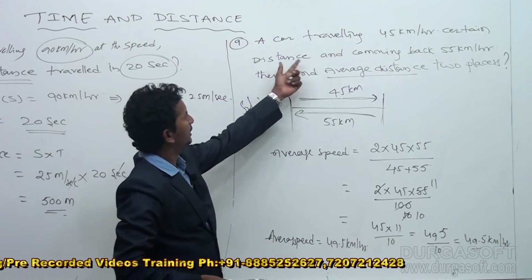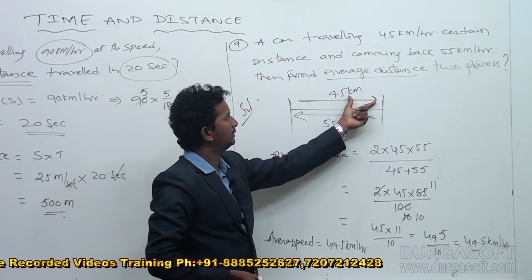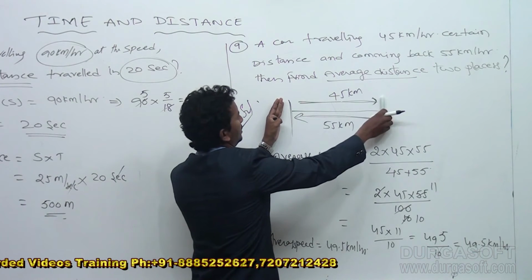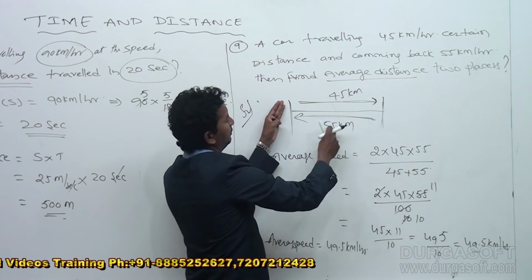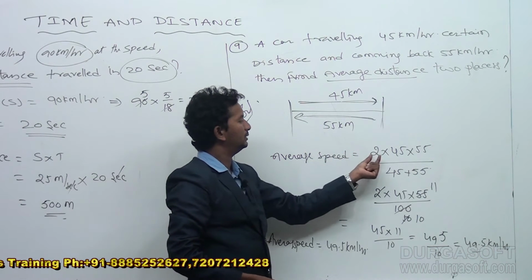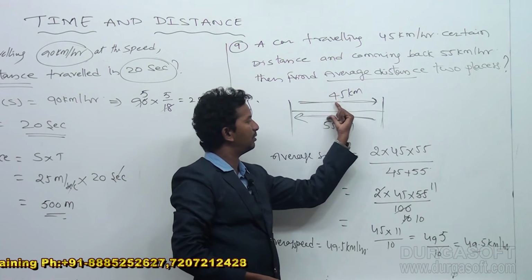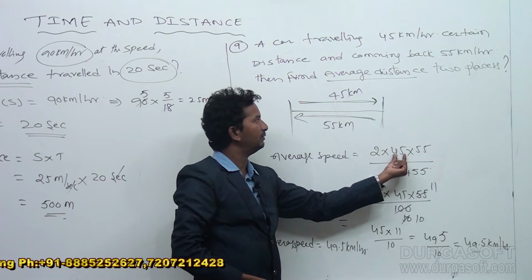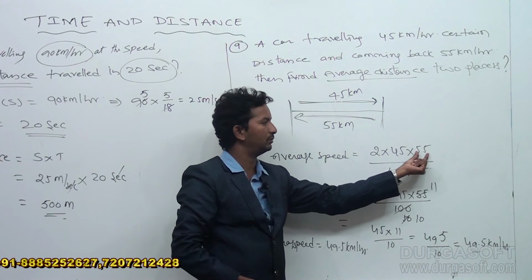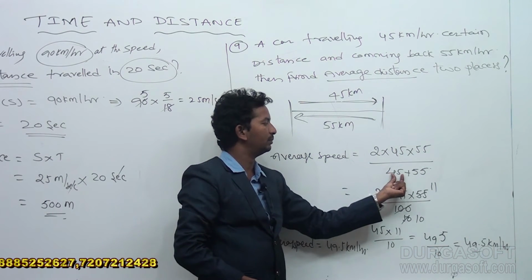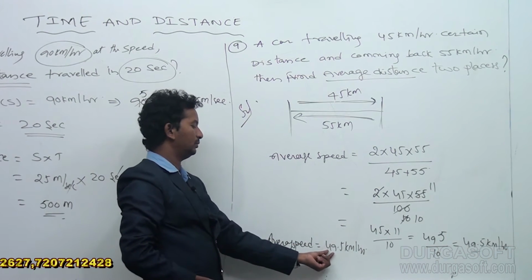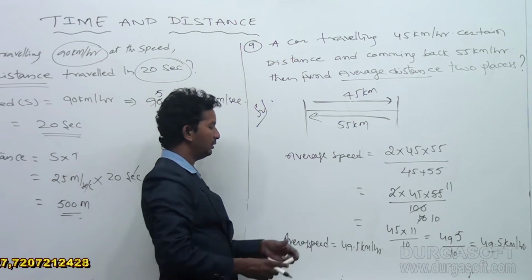A man is traveling at 45 kilometer per hour over a certain distance, and the same distance is covered in both places, the distance is constant, and back at 55 kilometer per hour. The average speed is for coming and back, two places, so multiply with 2, 45 into 55 divided by 45 plus 55. Then the average speed is equal to 49.5 kilometer per hour.